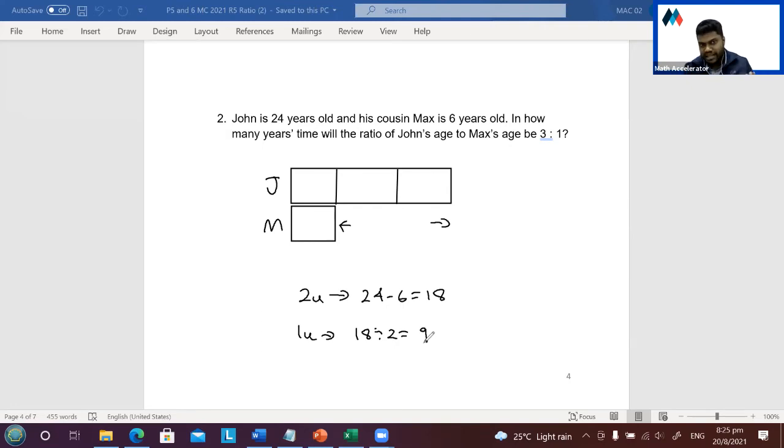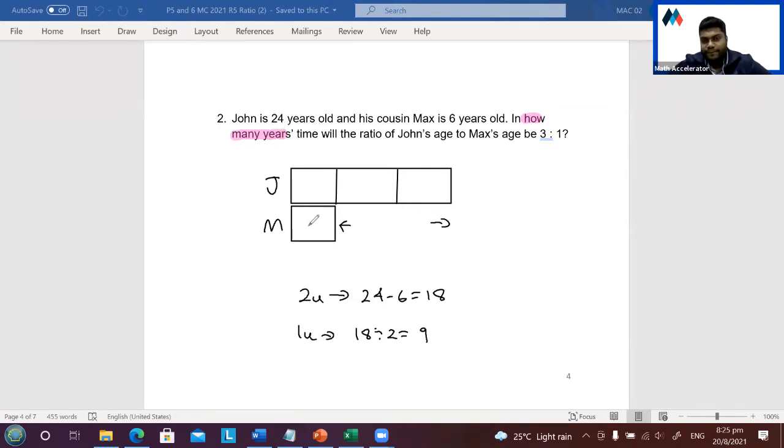I'll explain that idea using question 2, okay? So you must always read the question carefully. They're asking in how many years' time? Means from now till 9 years old, how many years' time will it take? That's all.